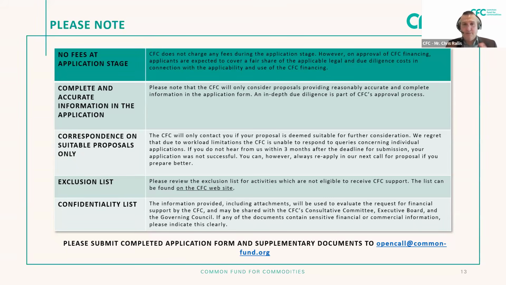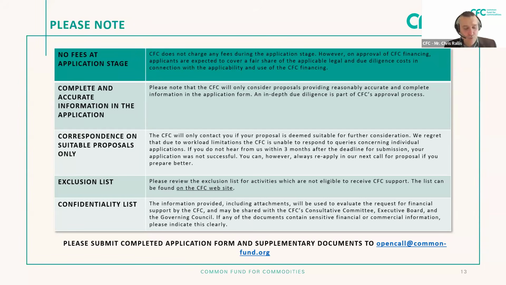Just a simple example, because I saw it quite often: can an application concern more than one country? Yes, it can. Also, if I'm based in a non-CFC member country, but my work is in a CFC country, can I apply? Of course you can.